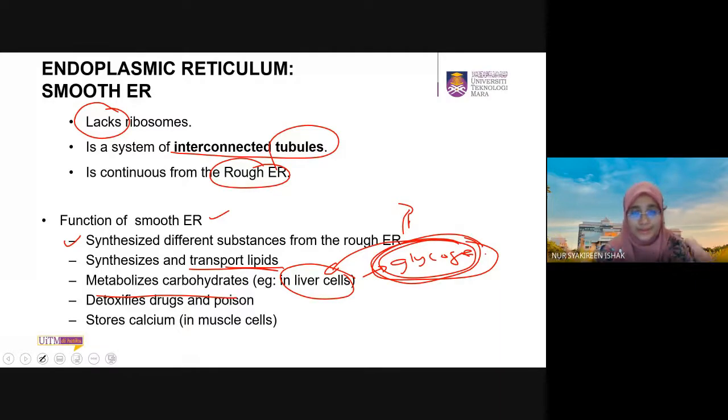If you are fasting, you do not eat, so your blood glucose level will drop below the normal set point. So glucagon will be secreted by the pancreas. It goes to the liver and tells the liver to break down glycogen back into glucose. Okay, that is what is meant by metabolizes carbohydrate, such as for example in the liver. So the liver is to store glycogen.